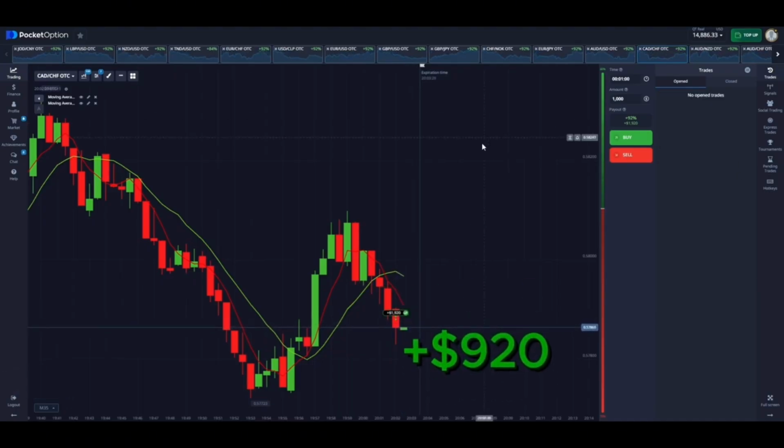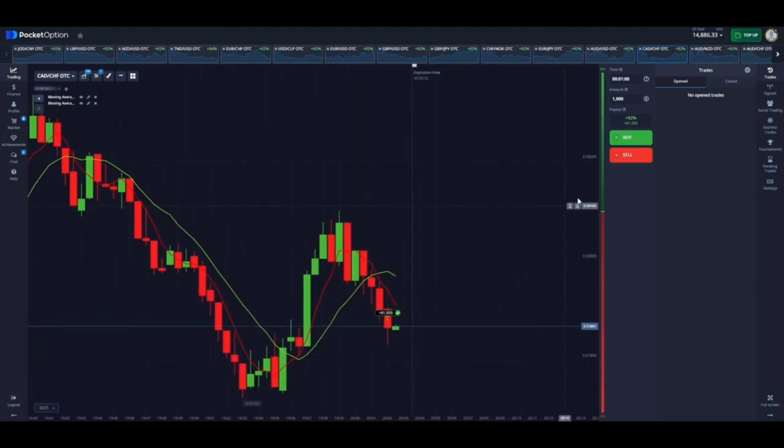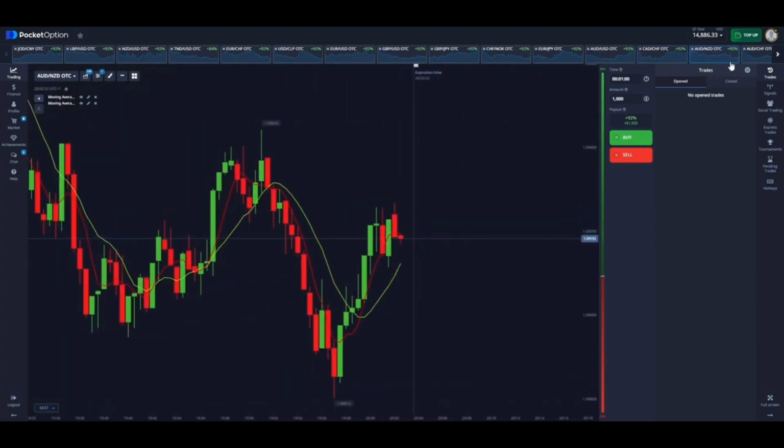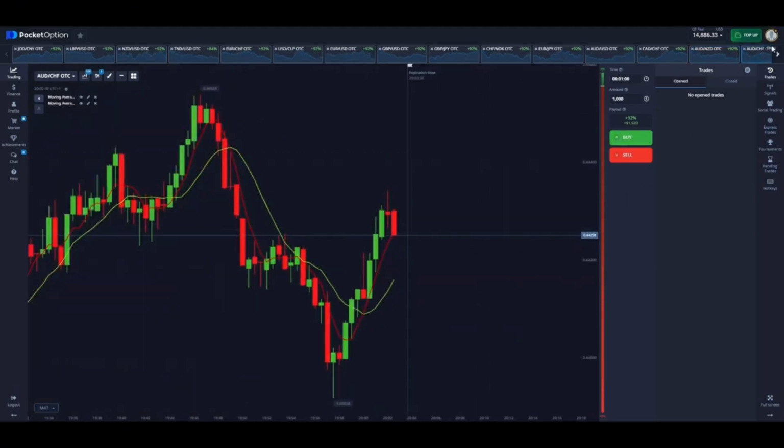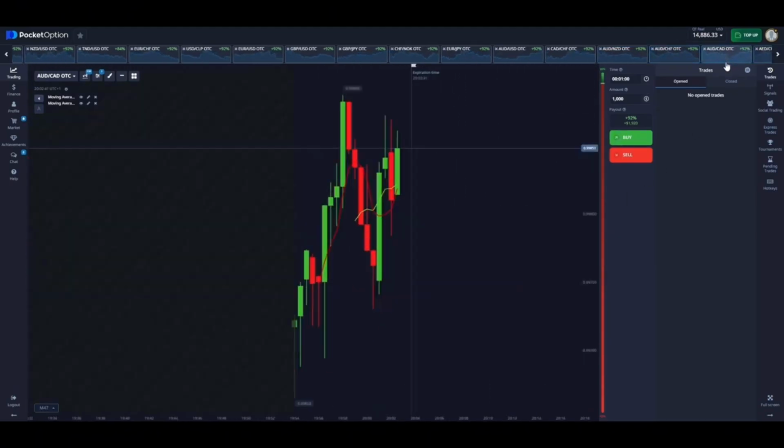This signal brings me a profit of $920. Let me look for another position on the OTC currency pairs. If I manage to close it in profit, I'll call it a day since it's time to rest.